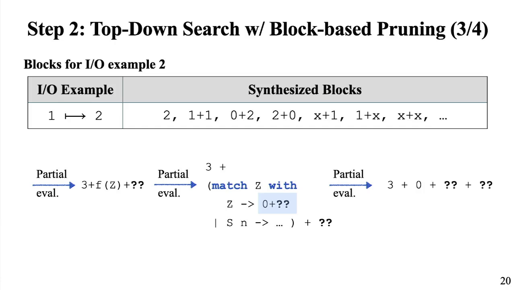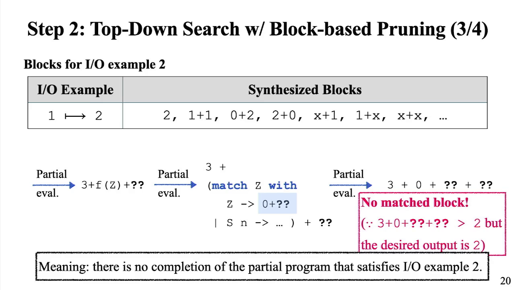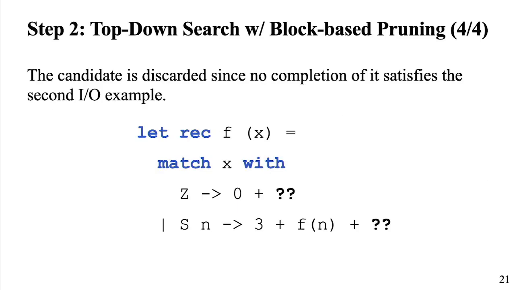Then we search for blocks that can be matched with this partial expression by properly filling in the holes. However, there are no such blocks that can be matched because any completion of this partial expression will evaluate to numbers greater than 2, which is the desired output. The meaning of this is there is no completion of this partial program candidate satisfying the second I/O example. So we can safely discard this candidate because there is no hope for satisfying the second I/O example. We call this pruning method block-based pruning.